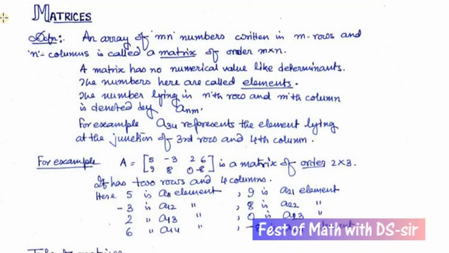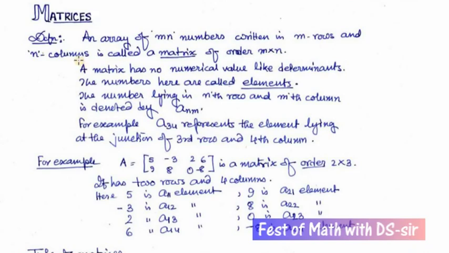What is a matrix? An array of m into n numbers written in m rows and n columns is called a matrix of order m by n. So, if m by n is the order of a matrix, then m represents the number of rows and n represents the number of columns. For example, this matrix has two rows, this is the first row, this is the second row, and 1, 2, 3, and 4 columns. So its order is 2 by 4, not 2 by 3.